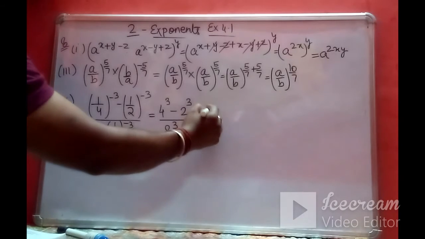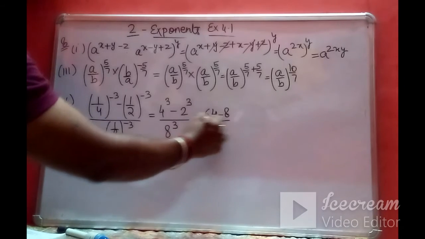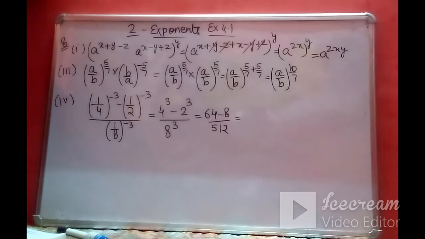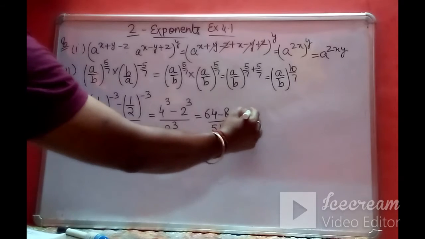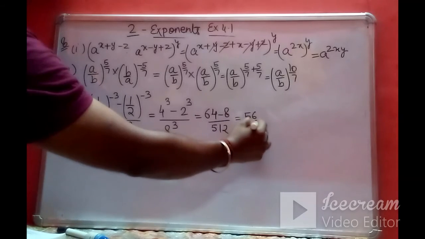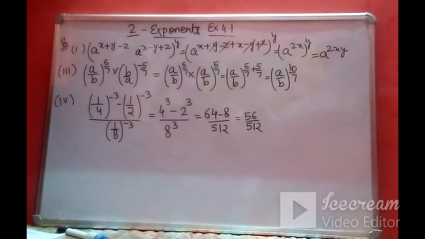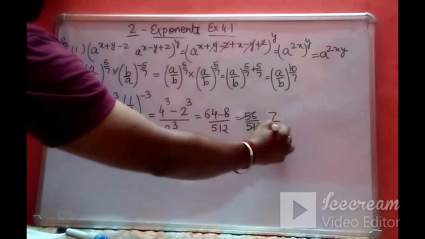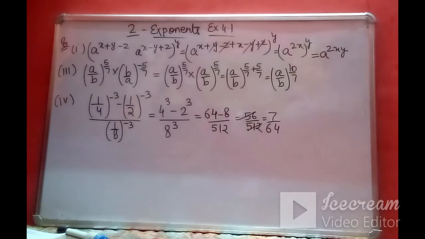Now we will solve the powers like this. 4 cube is 64, 2 cube is 8, and 8 cube is 512. So it becomes 56 upon 512. So it is 8 into 7. Answer is 7 upon 64. Okay, so in this manner, you can solve the questions by using the laws of exponents. So this is the end of this exercise 4.1.